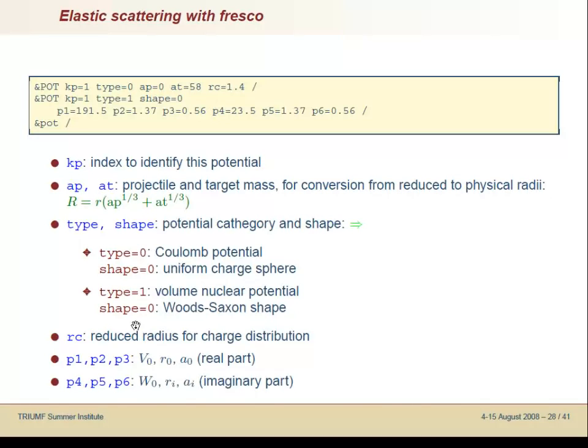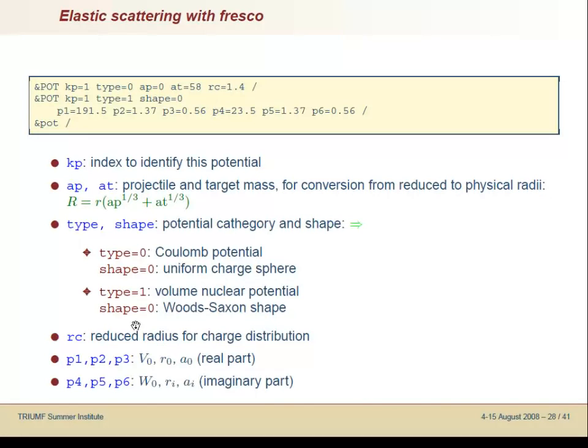So, okay, we continue with the nuclear potential. In the nuclear part, we don't have to define again what our criterion is. This is defined already in the first line. Even if you don't have a Coulomb potential, you will have a line like this just to define your criterion to convert from the reduced to the physical radii. Even if you have a neutron plus something, you have a line like this to define this AP, AT.